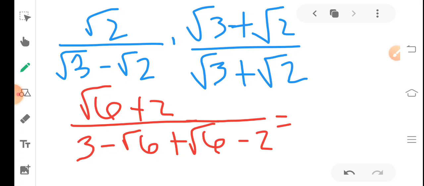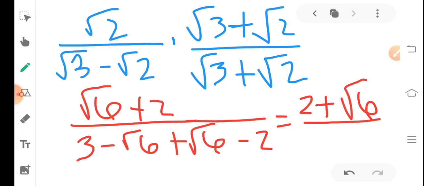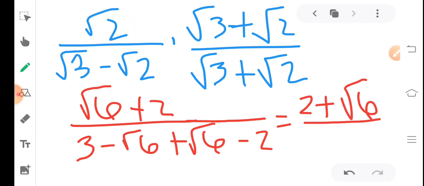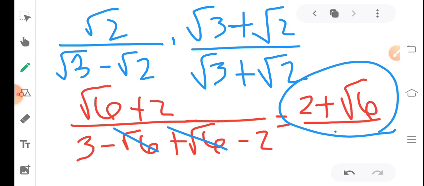So the result is 2 plus the square root of 6 all over, so cancel this. So the final answer is, 3 minus 2 is 1, so the final answer is 2 plus the square root of 6.